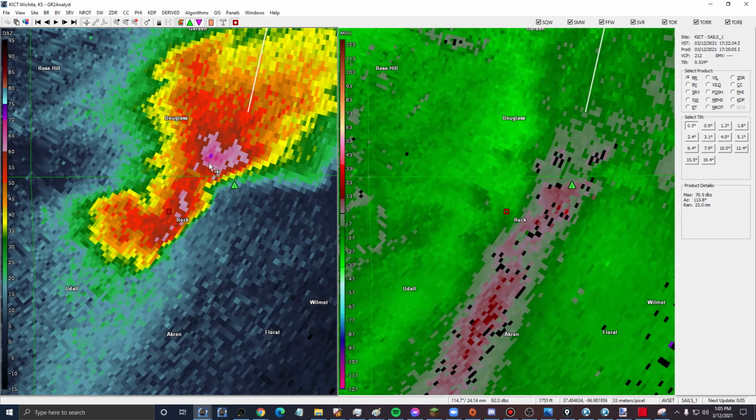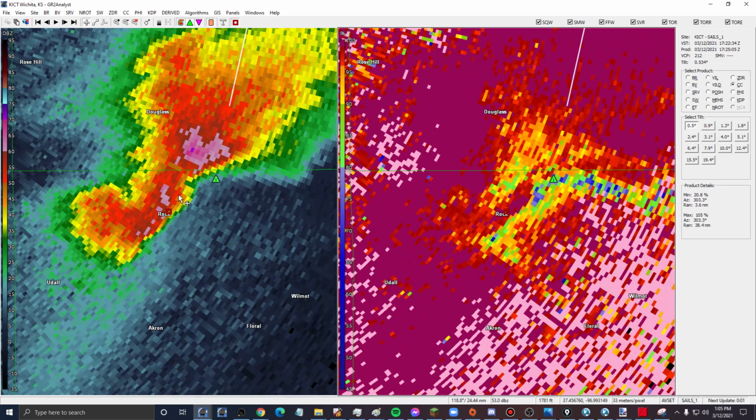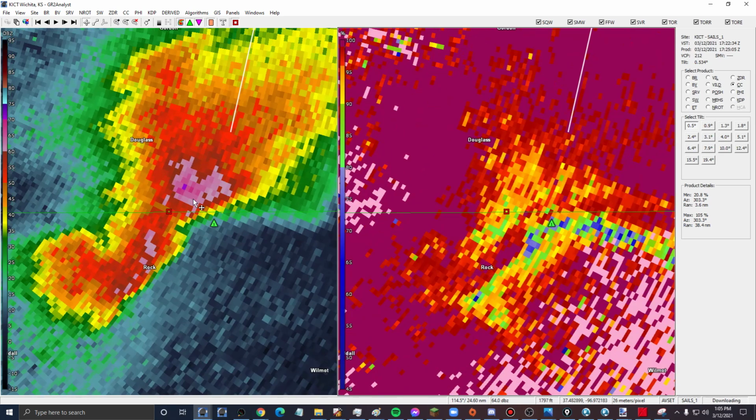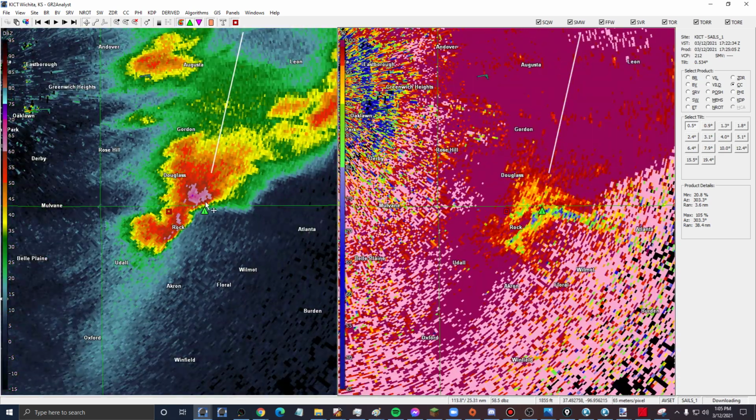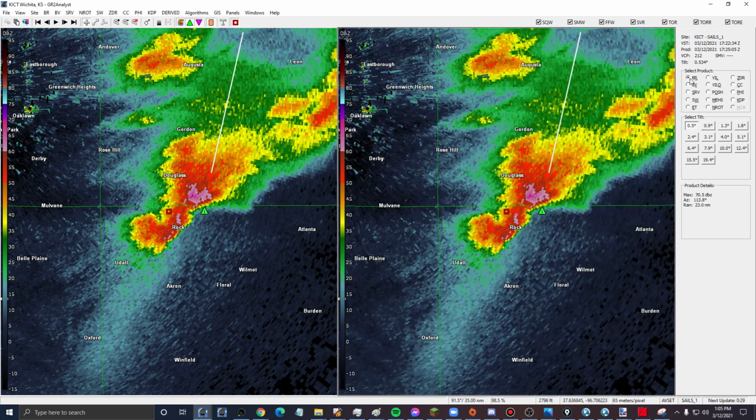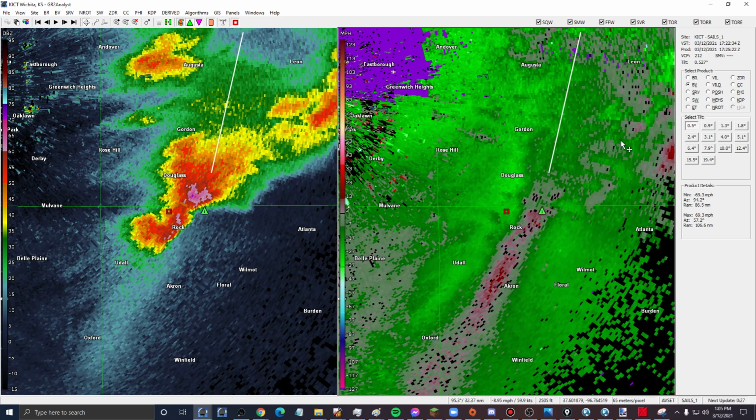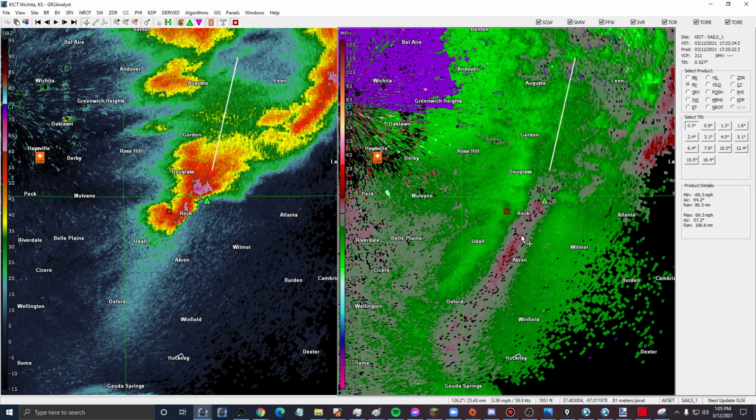We actually have a fairly decent hail core, it appears, here. Let's even check correlation coefficient. Oh, yeah, there we go. So it looks like we do have a little bit of a hail core going on right here, a little bit of spikes. But yeah, that's besides the point here. I just thought it was pretty cool. I thought I'd show you guys.